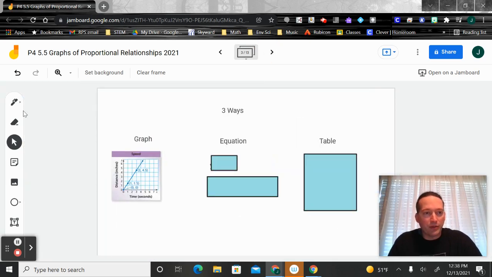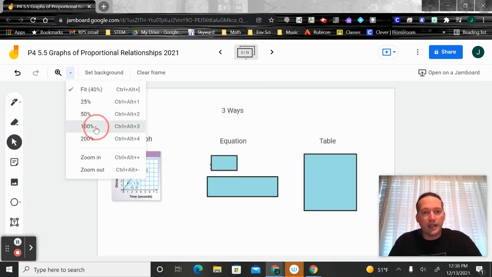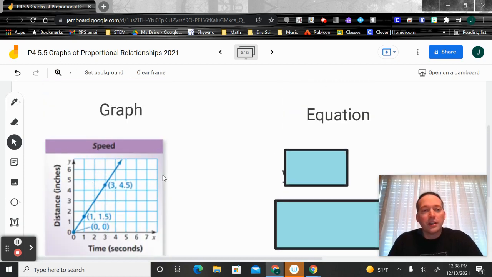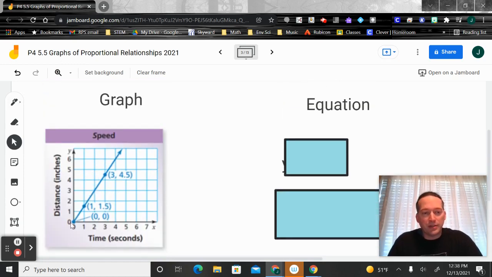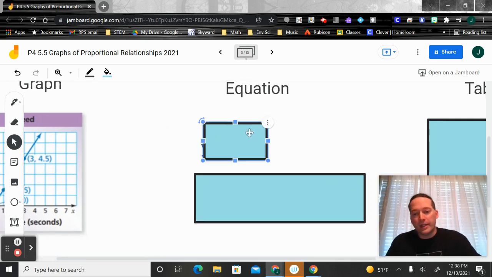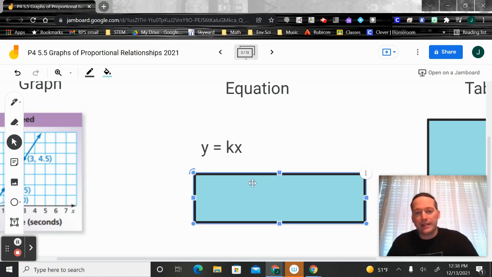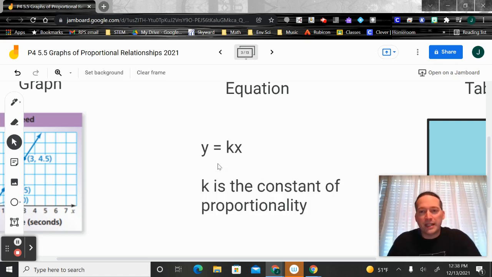So like I said, there are three ways to determine whether a relationship is proportional. The first way is in a graph. Like I said before, it is a straight line and it goes through the origin. Why do I only have one quadrant here, not four? Well, we're talking about distance and time. You can't have negative time. So sometimes you can have just the one quadrant, and sometimes you can have all four like on the last slide. The equation is y equals kx, and k is the constant of proportionality. I will show you how to calculate that. Super simple.